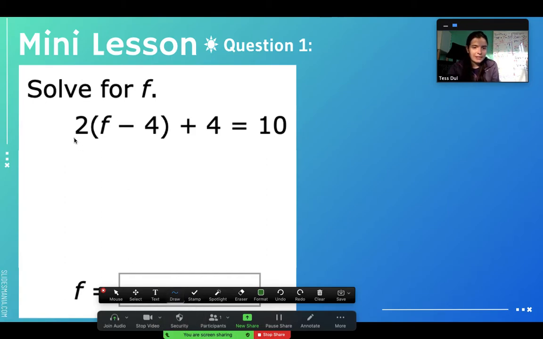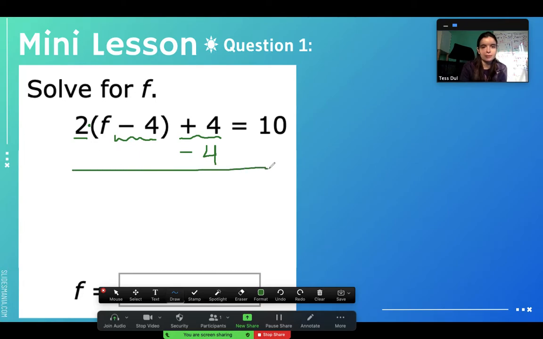We see that we've got this 2 in the way, and that's attached by multiplication, which we know from the parentheses. We have this minus 4 in the way, and we have this plus 4 in the way. So which one of those is the easiest to get rid of first? I would say let's get rid of this, add 4. So we do the inverse of adding 4, which is subtracting 4. So if we subtract 4 from this side, we have to subtract 4 from this side as well.